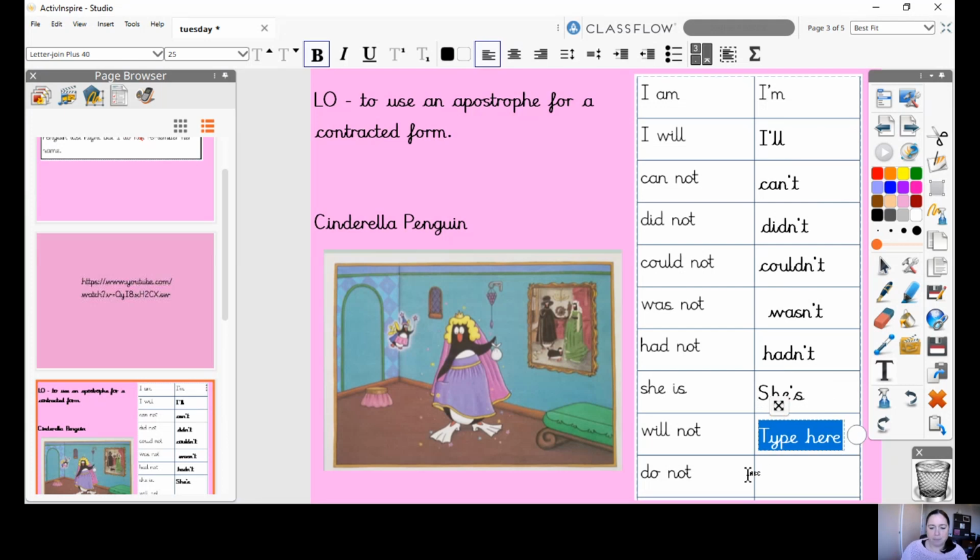Will not becomes won't. Won't. And do not becomes don't. Now I have these on a slide for you so you can have a look at these and you can have a go at using those today in your writing.